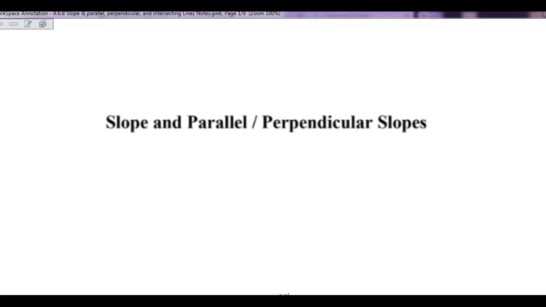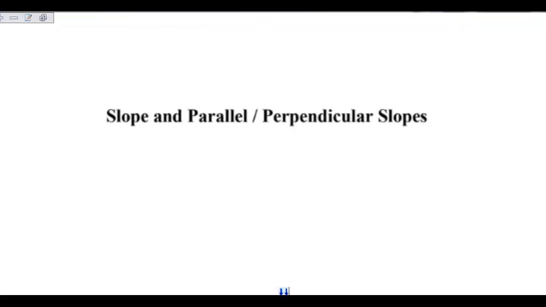Hello. Today we're going to be working with slope with parallel and perpendicular lines. Remember that slope is the movement of a line. So if it is going up, then it is a positive. If it moves across and goes down, it is a negative. And that slope is usually written as a fraction and not so much as a decimal.